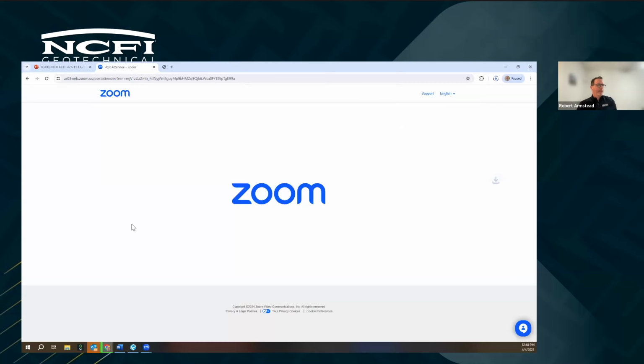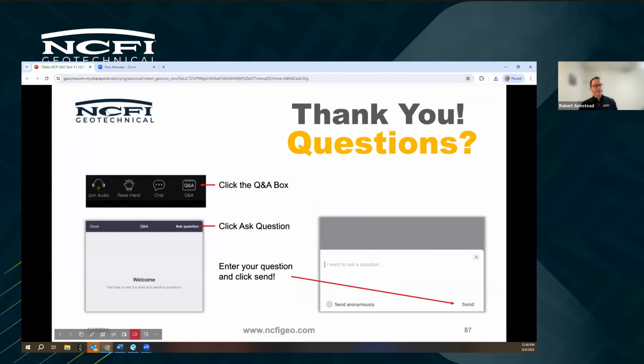Okay, next question. How do you verify that voids have been fully filled under a slab?